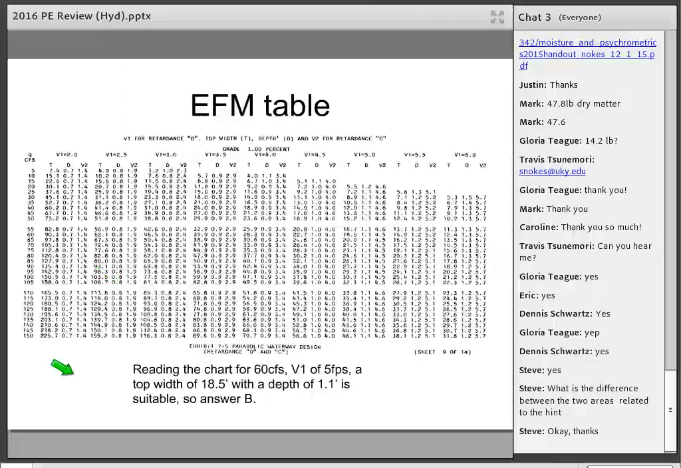Now here's the table from the engineering field manual. So we said we had 60 cubic feet per second, a velocity of, in condition number 1, of 5 feet per second. So let's see what we got. 60. And we come along here and find that B1 of 5 feet per second, and you end up with a top width of 8.5, 1.1, and then we've got a B2 that comes out at 4.5. That's a suitable condition.